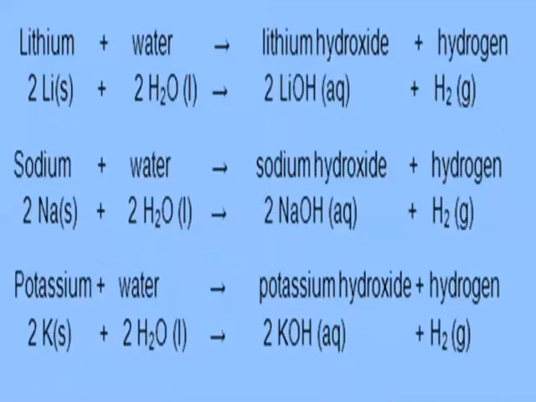Lithium, sodium and potassium, when they react with water, give the corresponding hydroxide along with the release of hydrogen gas. The reactions are exothermic. Heat is released. We can see the word equation as well as the balanced chemical equation for each. The metals sodium, potassium and lithium react violently with water to form corresponding hydroxides and hydrogen gas. So much heat is produced during these reactions that the hydrogen gas formed catches fire and burns explosively.